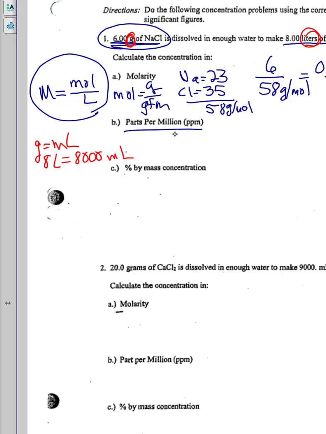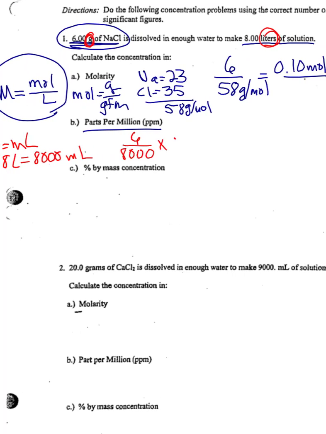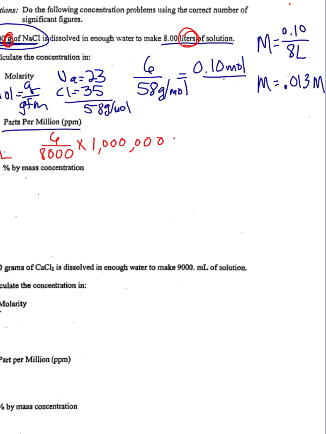So the way we would work this out is it would be 6 over 8,000 times 1 million. And that will get us approximately 750 parts per million.